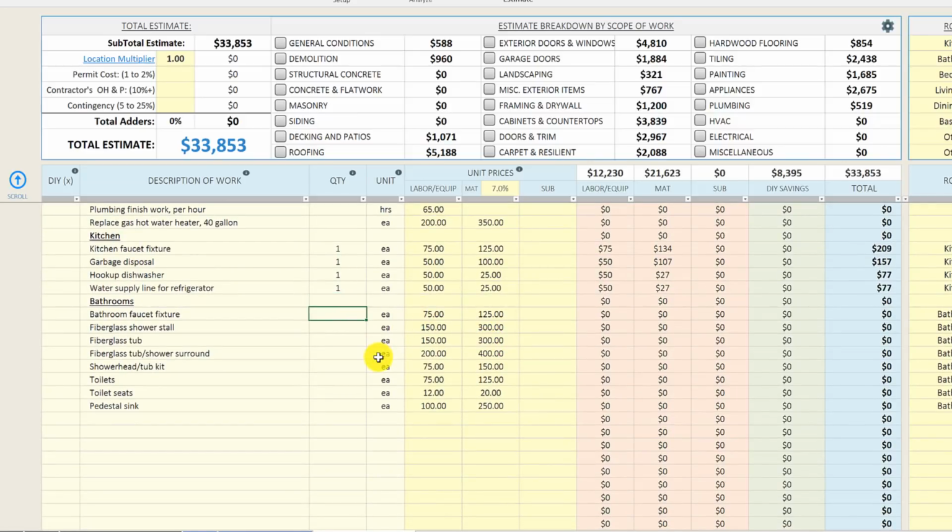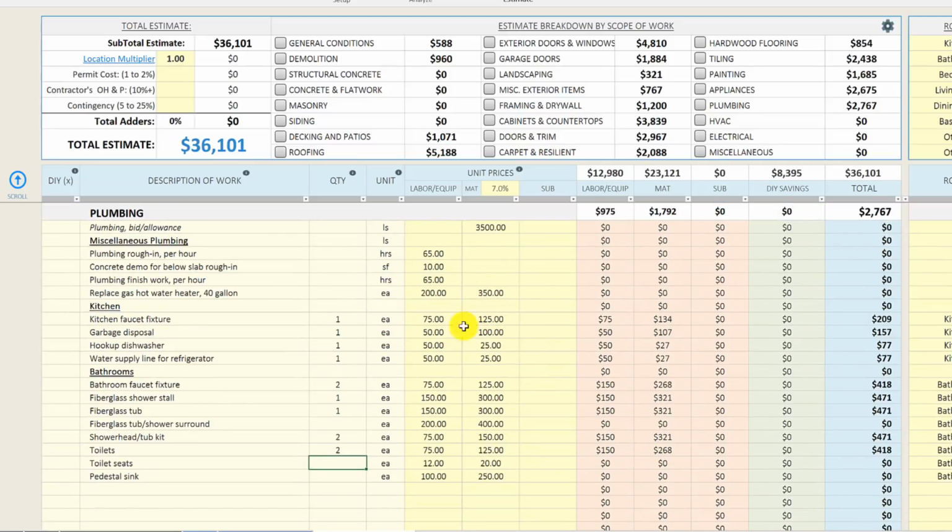And then in the bathrooms, we've got 2 bathroom faucet fixtures. We've got 1 shower stall, just a little fiberglass shower stall, 3x3, and then we've got a fiberglass tub. And then we need a new shower head kit for each bathroom, and 2 new toilets. So that should basically summarize all of our plumbing. Again, a lot of these are good budget numbers. You can definitely find stuff for cheaper and more expensive, but this should have you covered on an average basis, so you should be able to find something in this price range for average grade plumbing fixtures for your properties.